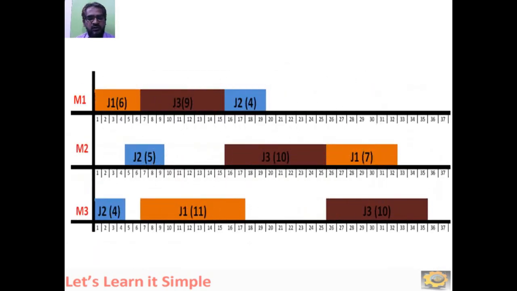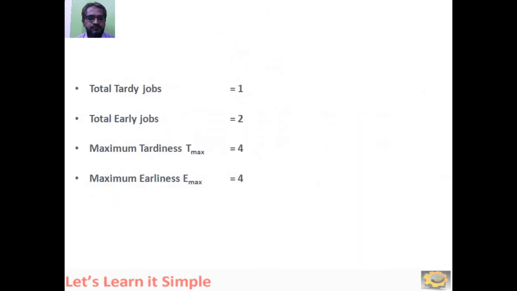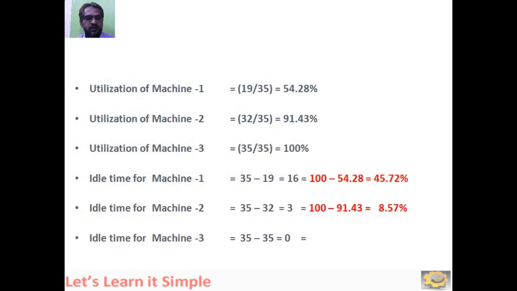Therefore, using a Gantt chart, we can schedule the jobs on machines. Also, we can find the completion time of individual jobs, makespan, and total completion time. Also we can calculate the tardiness, earliness, utilization and idleness of all the machines.